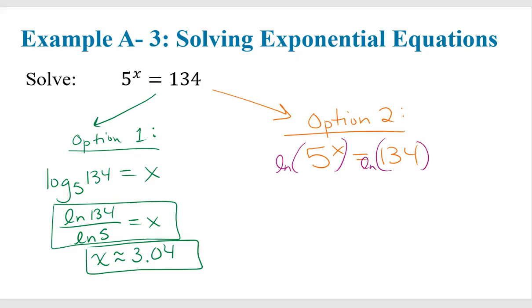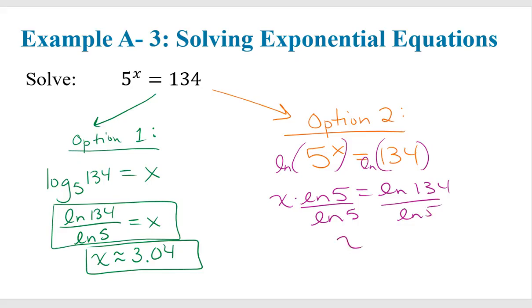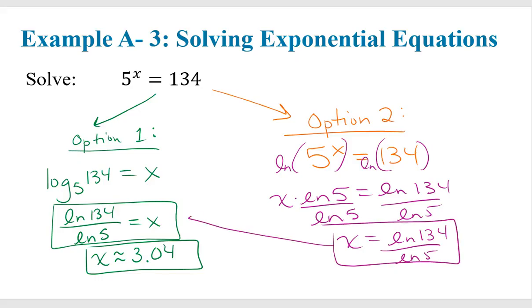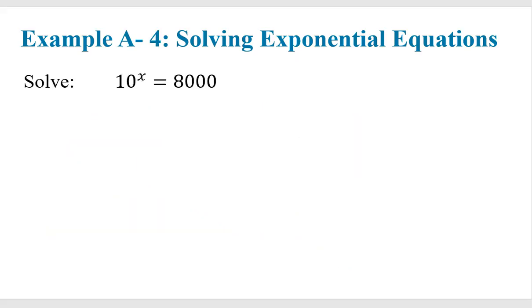So on the left, I have a power, so I can bring that power in front. So this is x times the natural log of 5 equals the natural log of 134. And then to get x by itself, I would just divide both sides by the natural log of 5. So I get an answer of x equals natural log of 134 divided by the natural log of 5. And notice it's exactly the same answer we got when we did it the other way. So just know that you have some options here. Just show all your work and make sure that you have not broken any of the rules. So that should help. All right, next example.